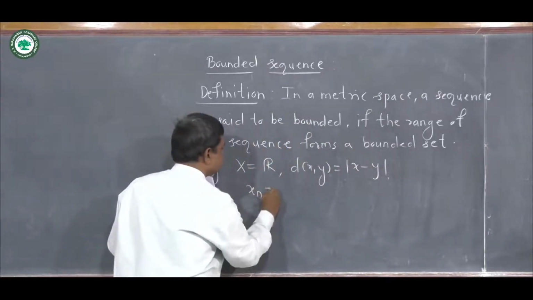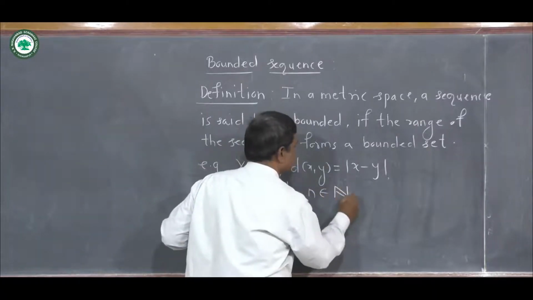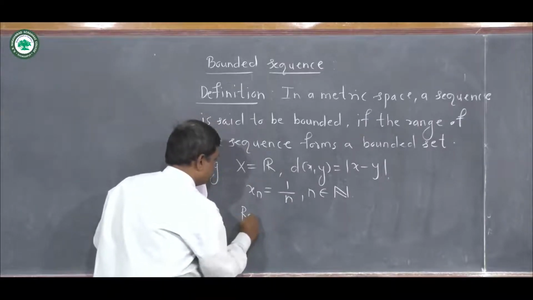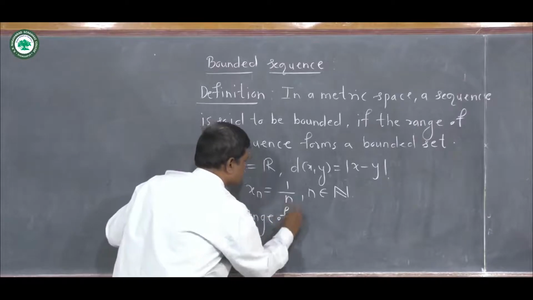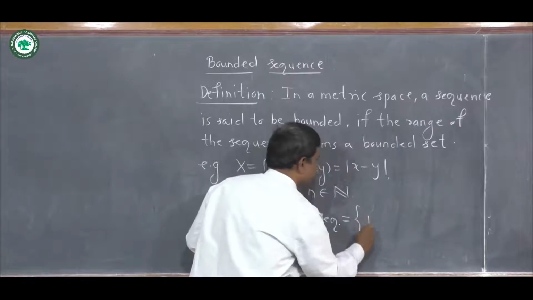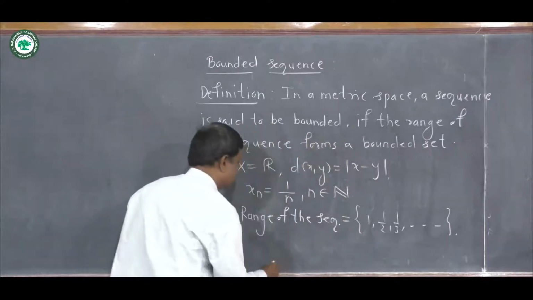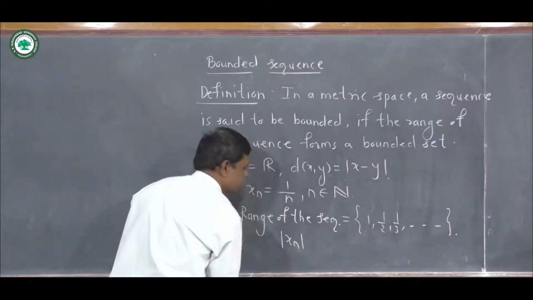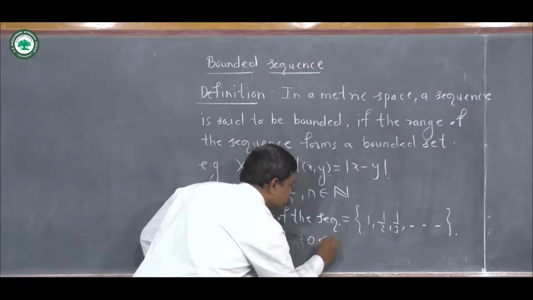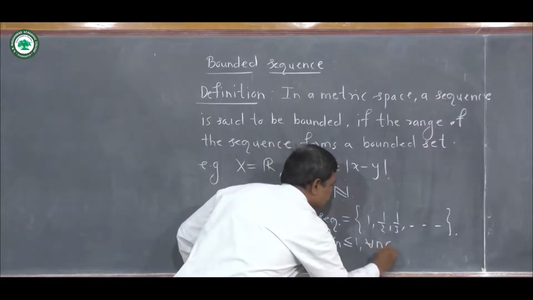Now consider the sequence 1 upon n, where n belongs to the set of natural numbers. If we write the range of the sequence, we get the set 1, 1 upon 2, 1 upon 3 and so on. So all elements of this set strictly satisfy 0 is less than xn, which is less than or equal to 1, for all n belonging to N.